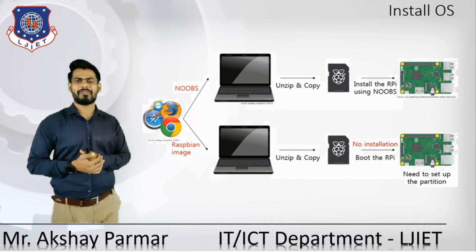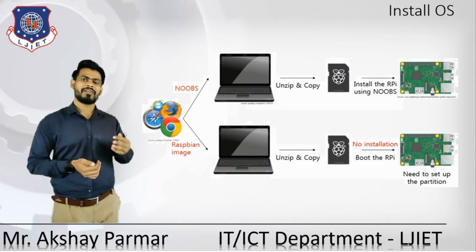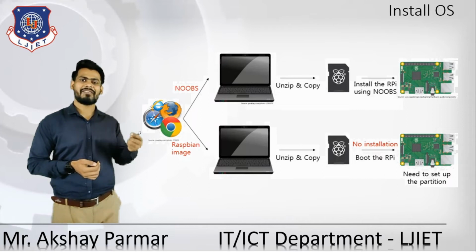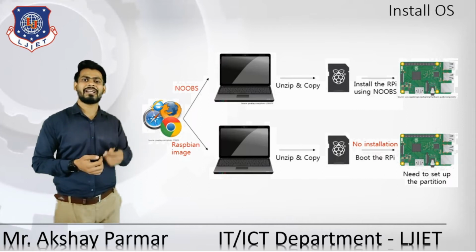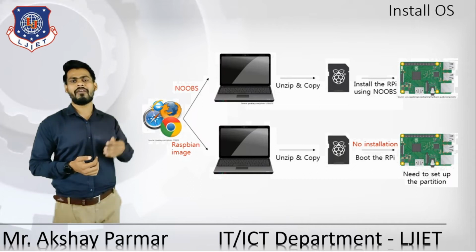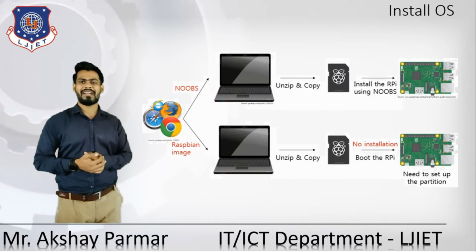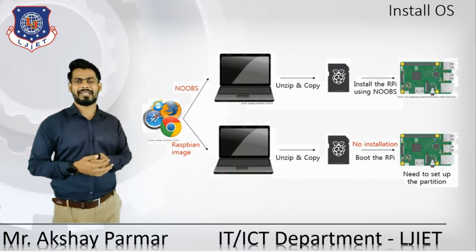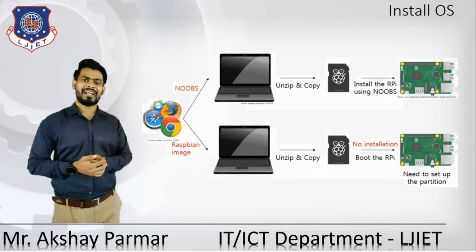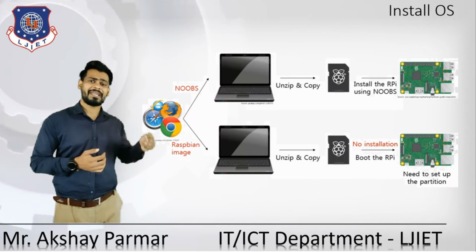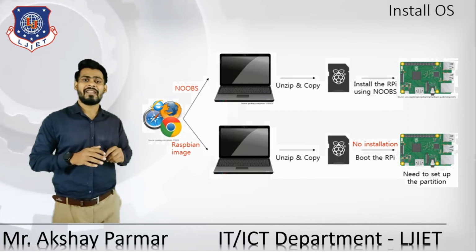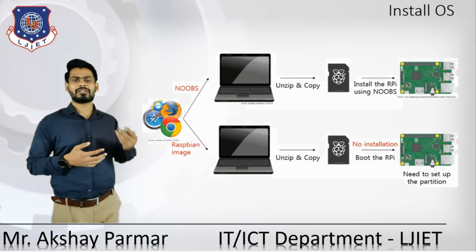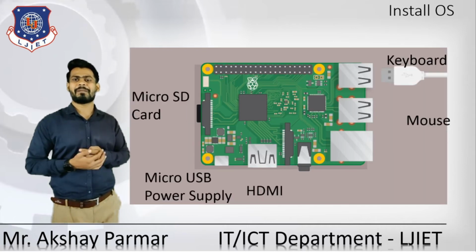If we select NOOBS, we unzip and copy the Raspbian OS onto the micro SD card, and with that we install the Raspbian OS into the Raspberry Pi. If we are not using NOOBS, first unzip and copy the OS onto the micro SD card and then boot the Raspberry Pi. There is no installation there; it needs to be set up at the partition. By that you can install the Raspbian OS onto the Raspberry Pi.